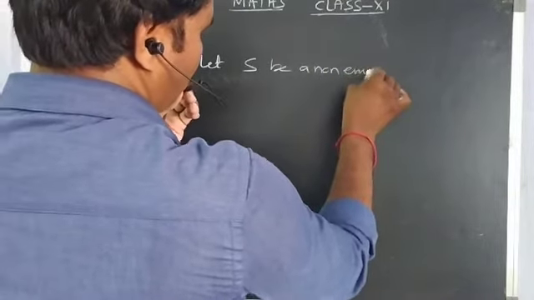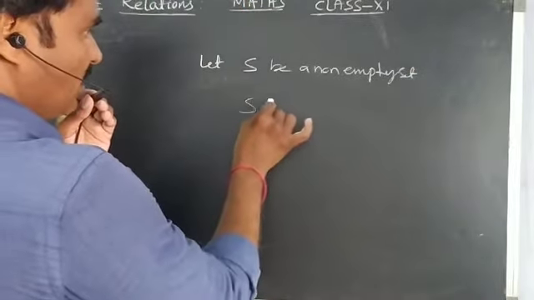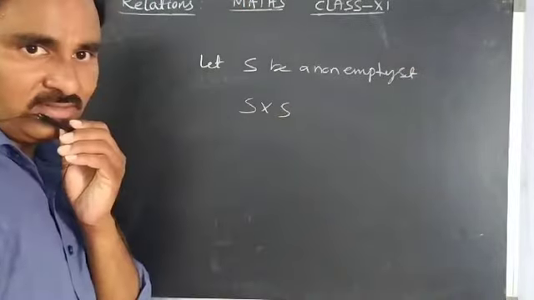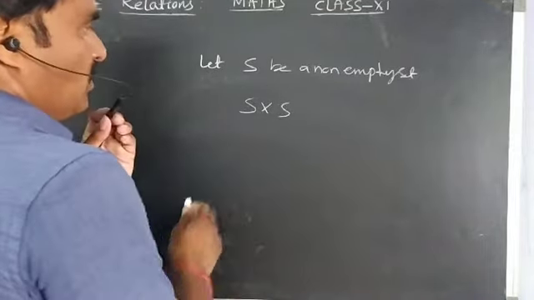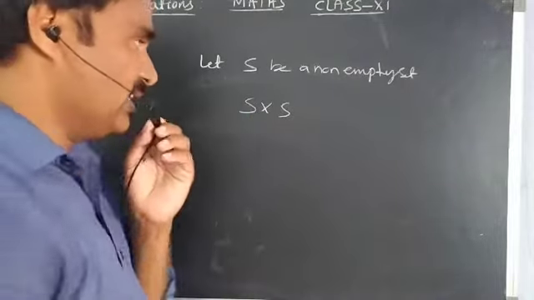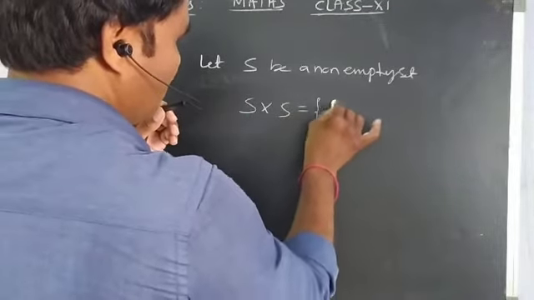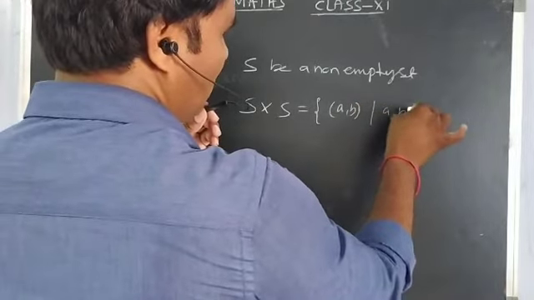Non-empty set. Right. I am forming one Cartesian product S cross S. I am taking the same set twice here. So I constructed one Cartesian product S cross S, which contains the ordered pairs (a, b), where a, b are taken from S.